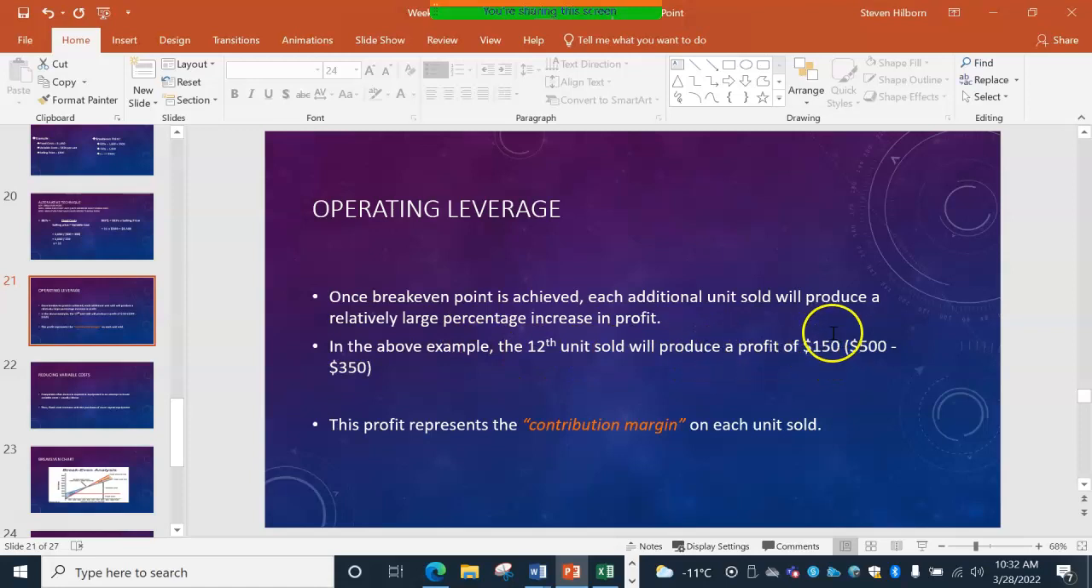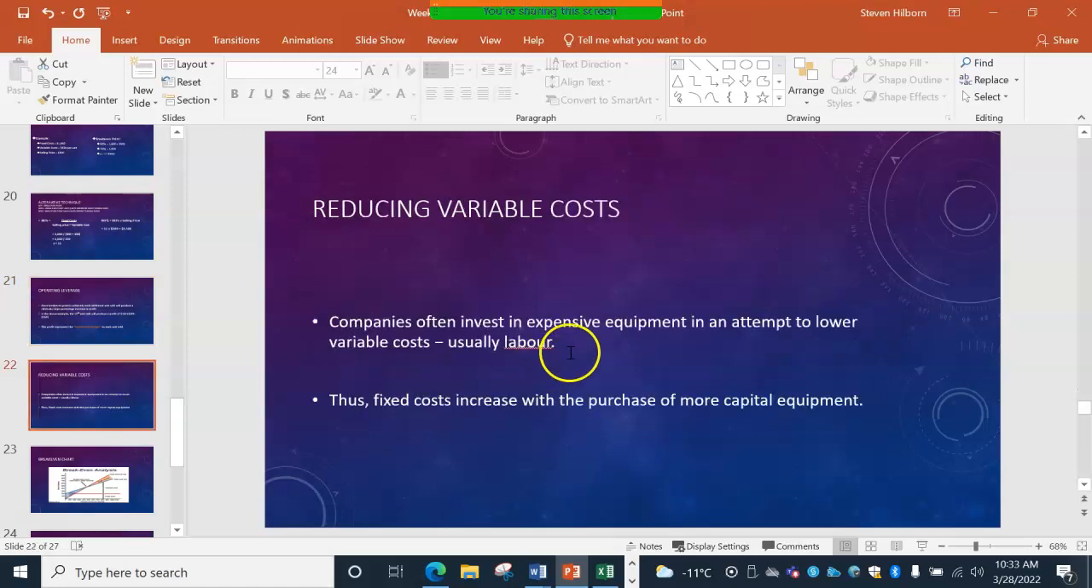We produce 150 every time we sell one, we keep 150. It's not going to pay any of our fixed costs. So this profit represents, and we've heard this before, the contribution margin on each unit sold. So now we've paid for all of our stuff and we're going to start banking actual money. We also want to reduce variable costs as much as we can.